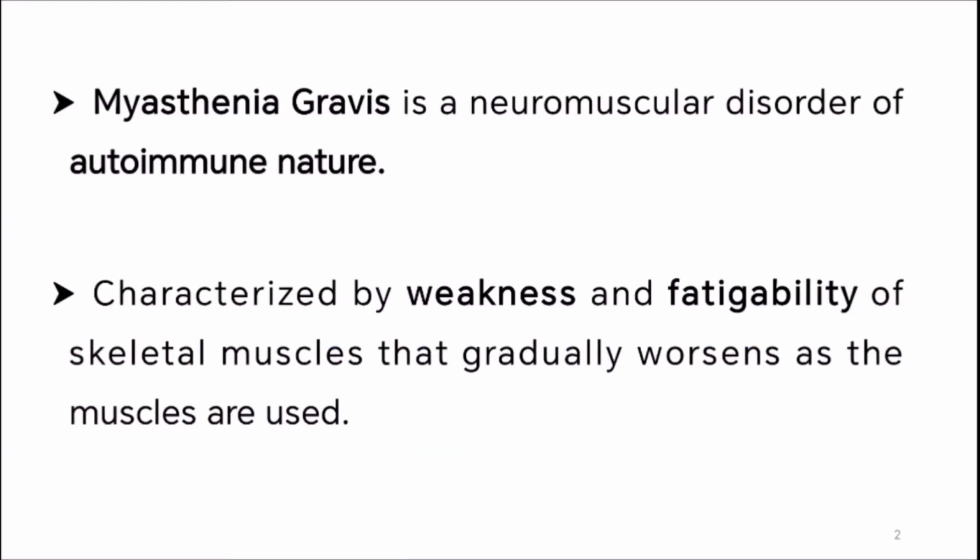Myasthenia gravis is an autoimmune disease. It's a neuromuscular disorder of autoimmune nature characterized by weakness and fatigability. The highlighted features are weakness and fatigability of skeletal muscles that gradually worsens as the muscles are used.